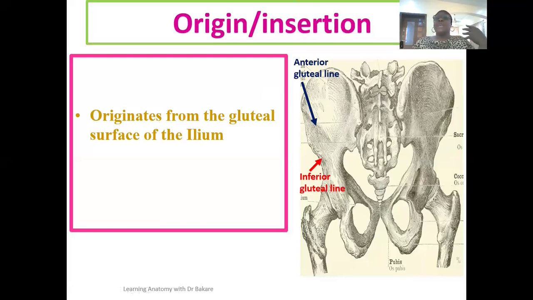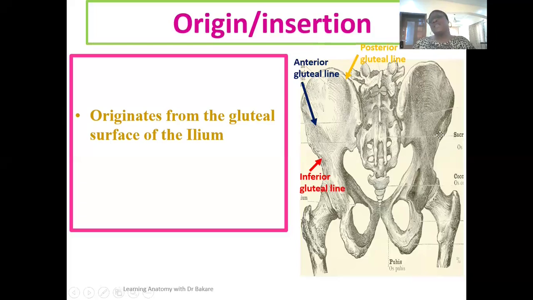Then if you go more behind, just within the gluteal surface of the ilium, you have the posterior gluteal line. So you have a number of lines that are referred to as the gluteal lines, and these are used as the point where the origin of the gluteal muscles will be established. So it is important that we first highlight this line because this will be used as the basis onto which the origin of these muscles will be established.